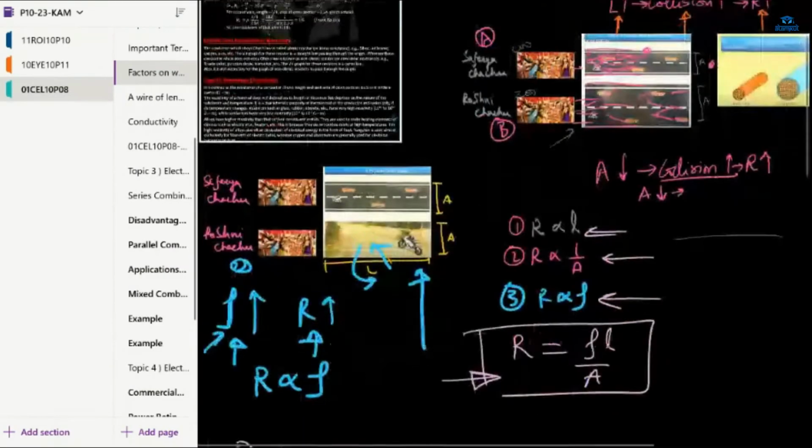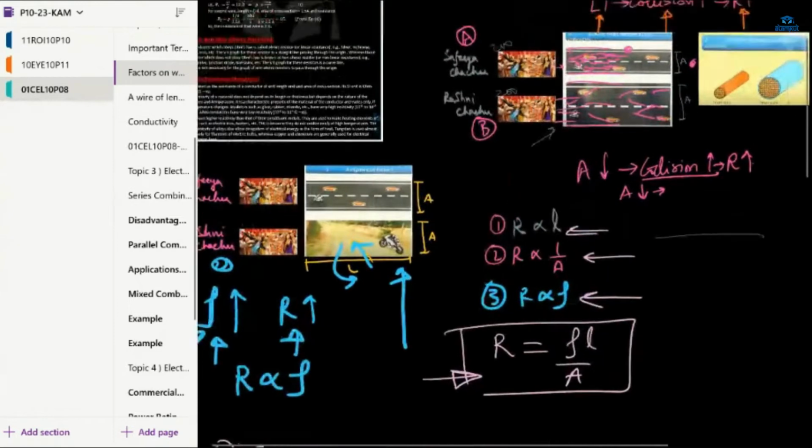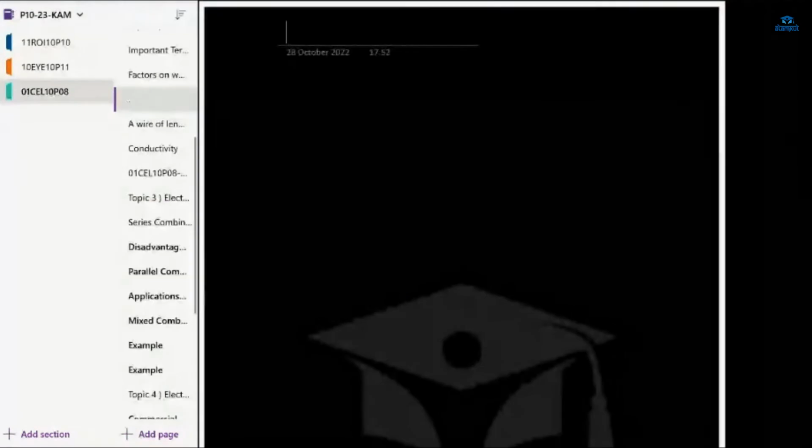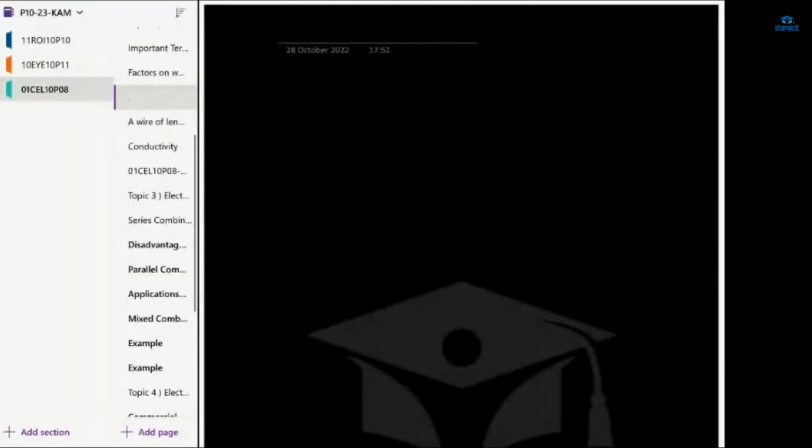Okay, Rudra, what are the factors on which the resistance of a wire depends? Tell me. The material, the length. Material. Wait, first, material. Material means what? What name can we give to material?